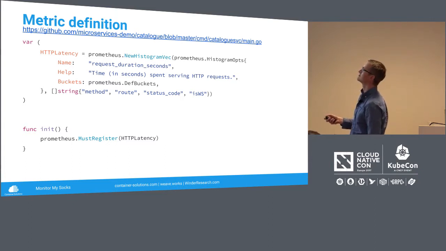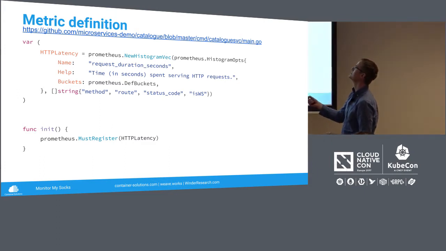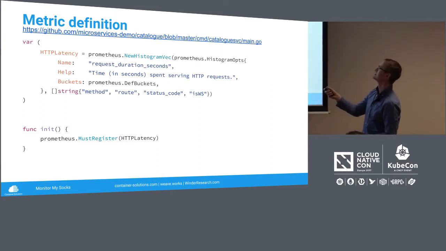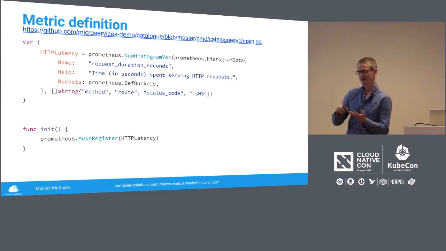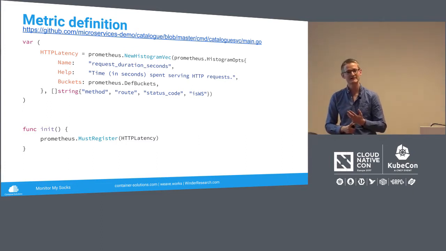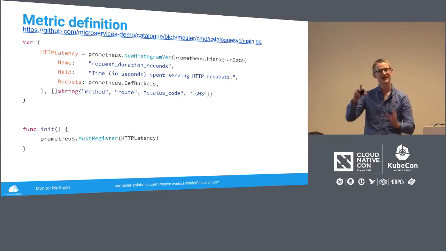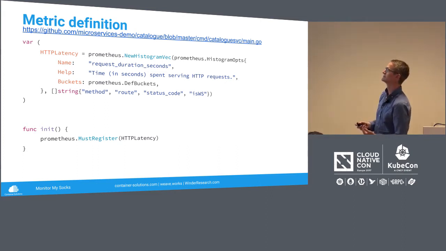So here we're defining a global variable called HTTP latency, and we're using the standard Prometheus library to create a new histogram. And before we go any further, this is probably one of the most important bits. Prometheus supports four types of metrics: a counter, a gauge, a summary, and a histogram. A counter is a simple count of things. A gauge is like a real-time view of a measurement. A summary is like a summary statistic. And a histogram is a histogram of values. So it's like a histogram chart? It counts in individual bins.